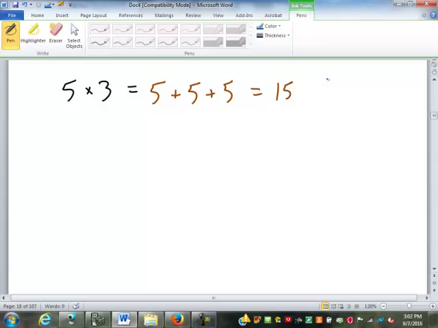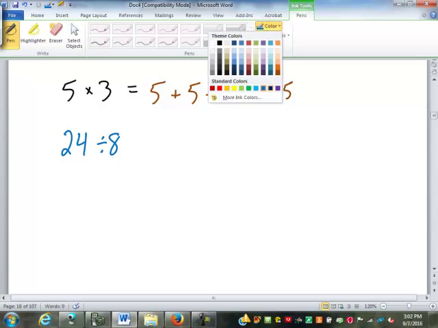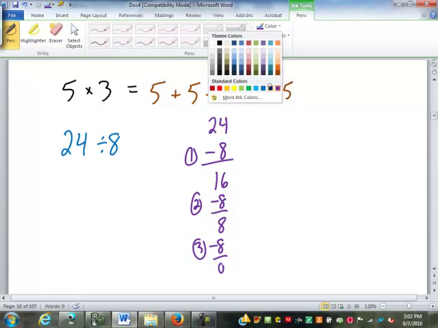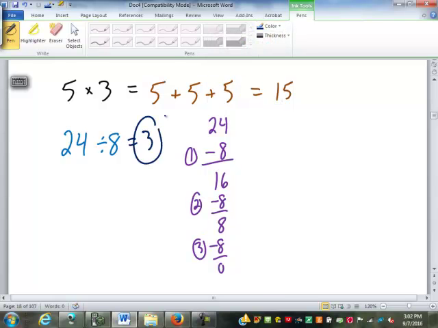So now, when we divide 24 divided by 8, if multiplication is repeated addition, division can be thought of as repeated subtraction. 24 divided by 8 is asking how many times can we subtract 8 from 24. So 24 minus 8 is 16. That's once. Minus another 8 is 8. That's twice. Subtract it again to get 0. That's 3 times. 24 divided by 8 is 3 because we can subtract 8 from 24 3 times.